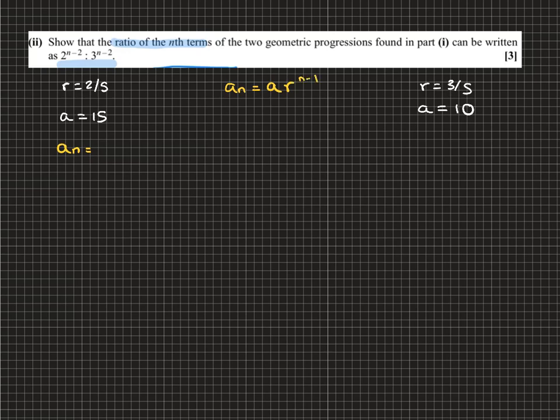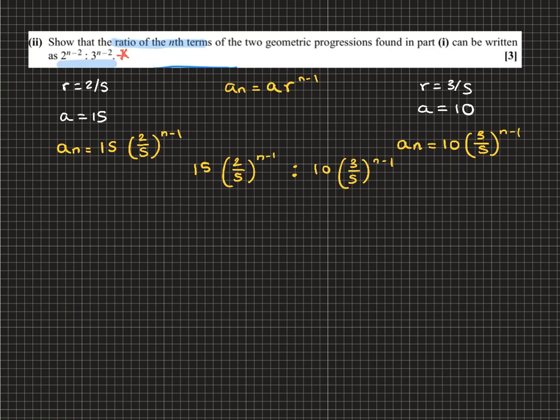So for the first one, a_n is equal to 15 multiplied by (2/5)^(n-1). And for the second result, a_n is equal to 10 multiplied by (3/5)^(n-1). Now the ratio of these is going to be 15 (2/5)^(n-1) to 10 (3/5)^(n-1). And what we have to do is now simplify this and show that we get this result at the end.